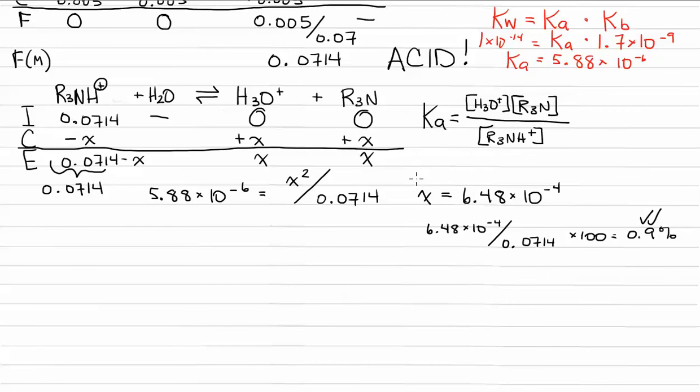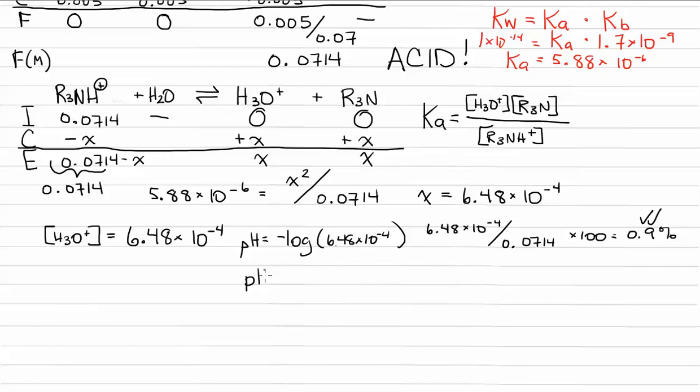So now, let's take a step and analyze what we have. We know that this x is equal to the concentration of hydronium. Whenever you know the concentration of hydronium, you can determine the pH directly. So our concentration of hydronium is equal to 6.48 times 10 to the minus 4th. The pH is equal to the negative log of that concentration of hydronium. So the pH of this solution is equal to 3.19.